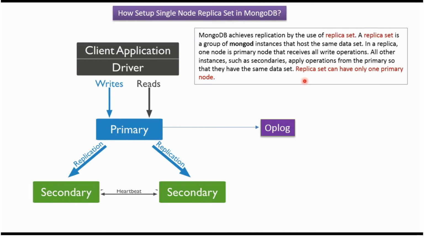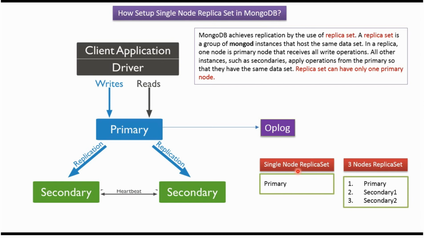MongoDB achieves replication by the use of a replica set. A replica set is a group of MongoDB instances that host the same data set. In a replica set, one node is the primary node that receives all write operations, and all other instances, such as secondaries, apply operations from the primary so that the secondaries have the same data set. A replica set can have only one primary node.